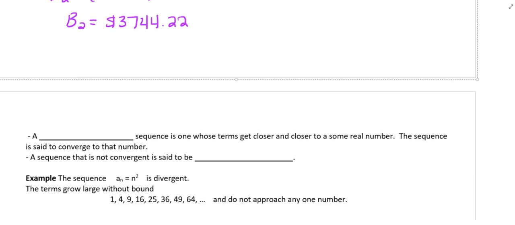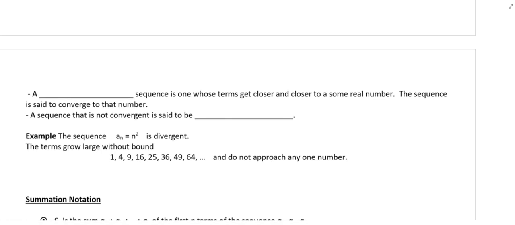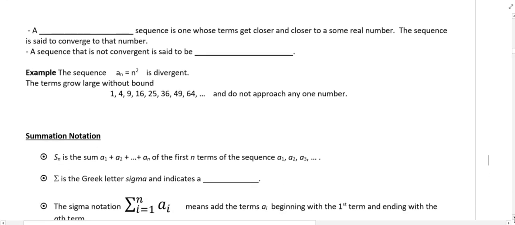Okay, next thing we're going to go on to is some sequences. So the next type of sequence we have is called Convergent and Divergent. So the first thing we have is a convergent sequence. A convergent sequence is where the terms get closer and closer to a real number. It converges to that number. And then the sequence that is not convergent is divergent.